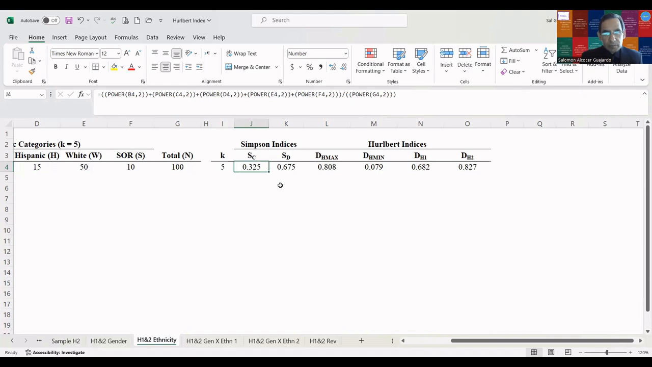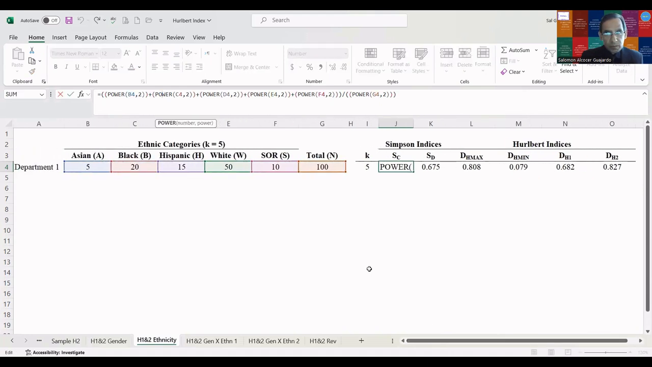I calculated the Simpson concentration or similarity index. Again, in this case, I used the frequencies and I used the power function in Excel. So there's the formula. Again, each frequency is squared. So when you square an individual, you times it by itself. So when I use the formula, it's going to be 5 times 5 for the Asian group. It's going to be 20 times 20 for the Black workforce, 15 times 15 for the Hispanic workforce, and so forth.